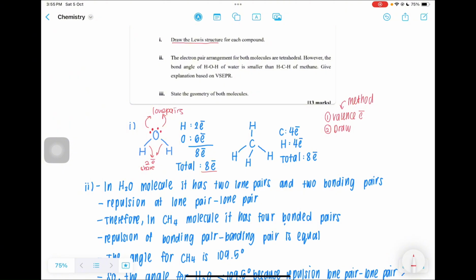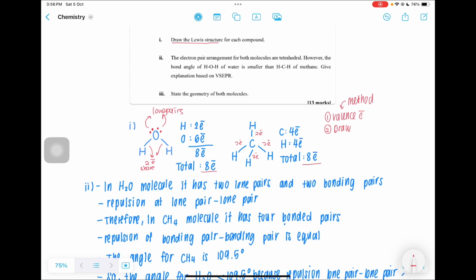So for compound CH4, we also get 8 valence electrons. And when we draw, we know the bonding pairs consist of 2 electrons because they share. So here is 2 electrons, 2 electrons, 2 electrons, and 2 electrons. So the total is 8 electrons. And why does the compound not have lone pairs? Because they are already equal to the valence electrons.